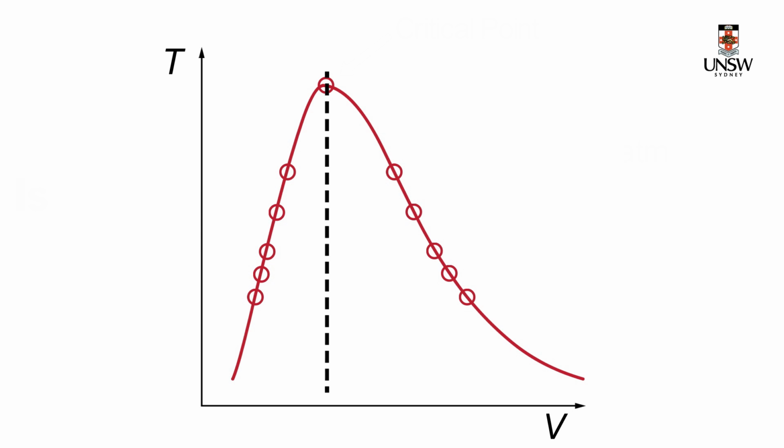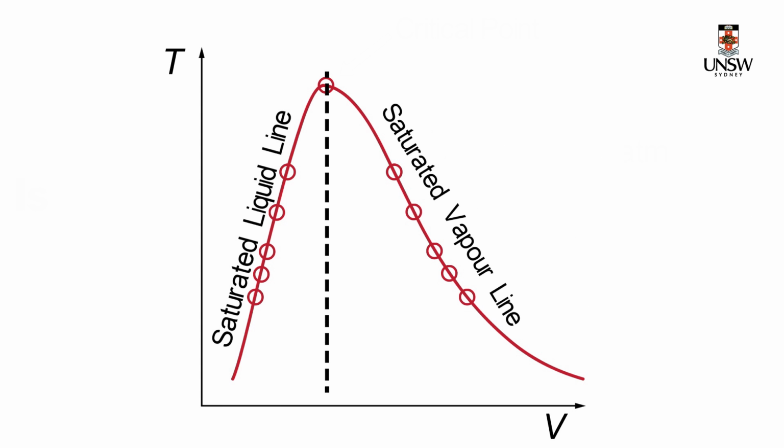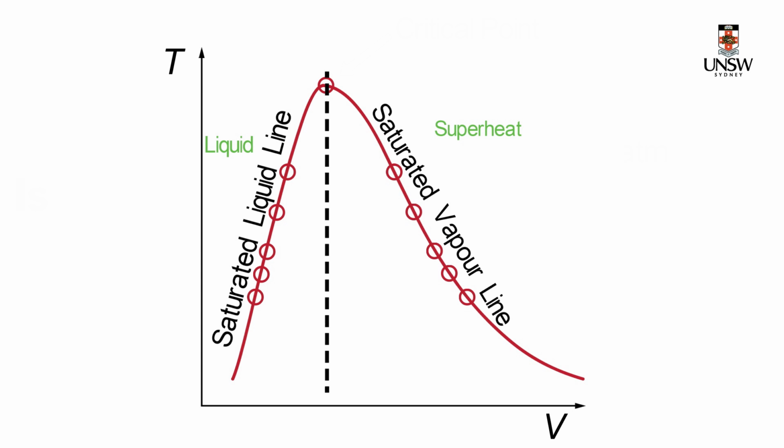If we now draw a line through the middle of the bell curve, we will obtain on the left side of the diagram the saturated liquid line, indicating the temperature and volume combination at which saturated liquid exists. On the right side of the bell curve, we can read the saturated vapor line. We now also know that the left-hand side of the diagram indicates the presence of the liquid phase, and on the right-hand side of the line, we have the superheated vapor. And the mixture of saturated vapor and liquid at the equilibrium could be found under the curve.